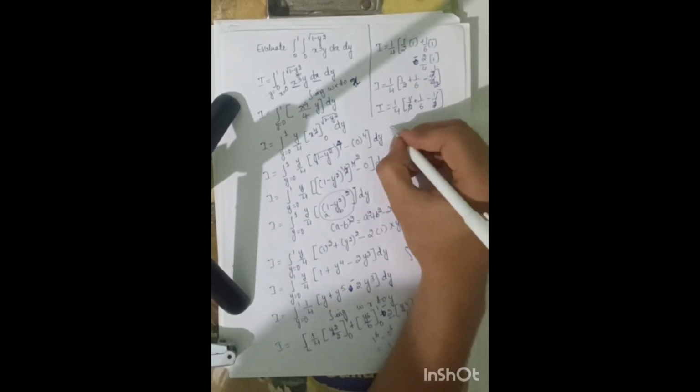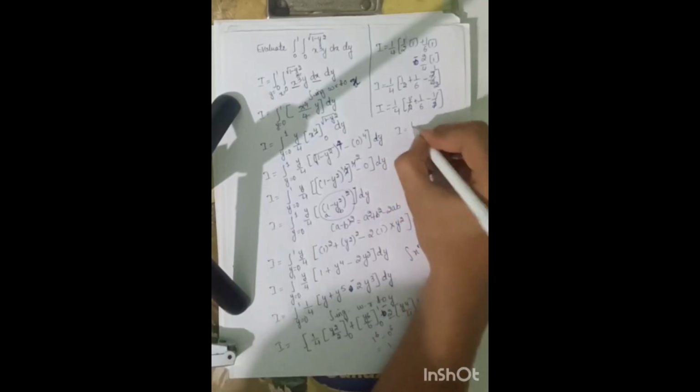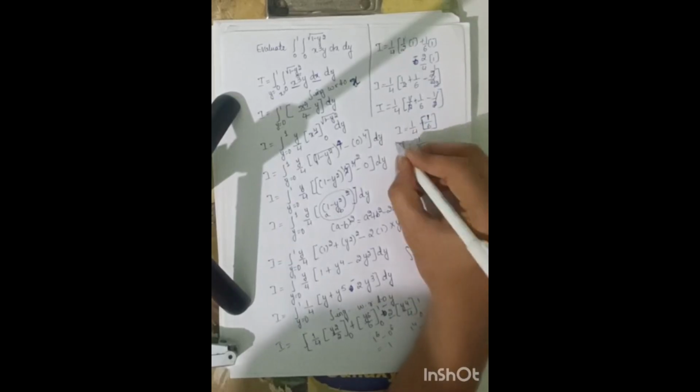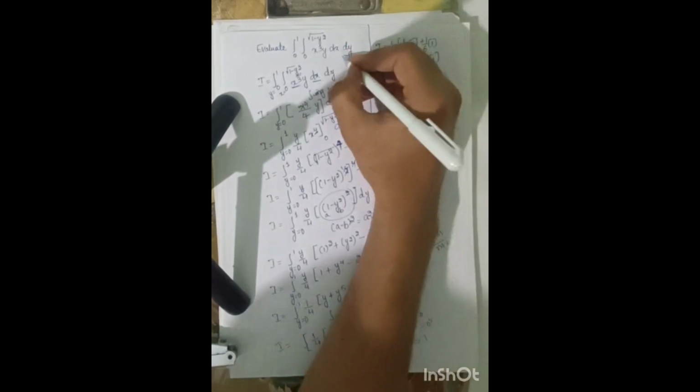So here this plus and this minus will get cancelled. The remaining is I is equal to 1 by 4 of, inside, 1 by 6. Just multiply this one. I is equal to 1 ones are 1, 6 fours are 24. This is the answer for this question. I hope you understand.